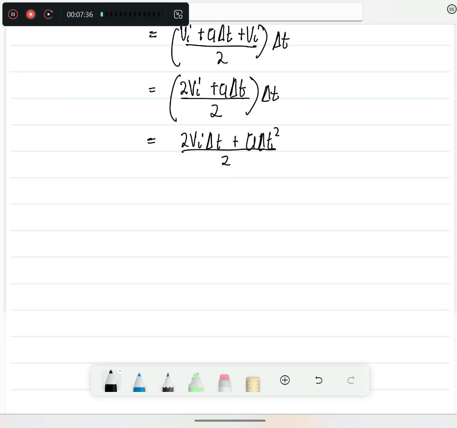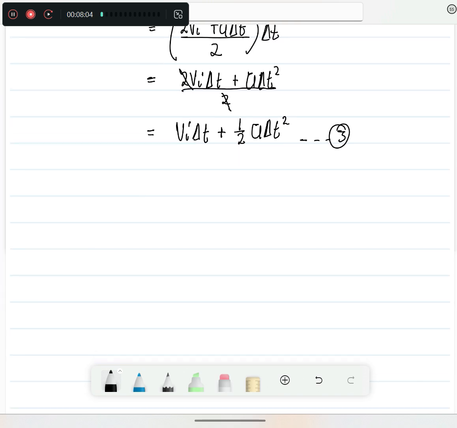And from this situation, if we resolve the LCD from the denominator, 2 and 2 are going to go out, leaving us with Vi change in t plus 1 over 2 a change in t squared. And then he concluded that this is the third equation of kinematics.